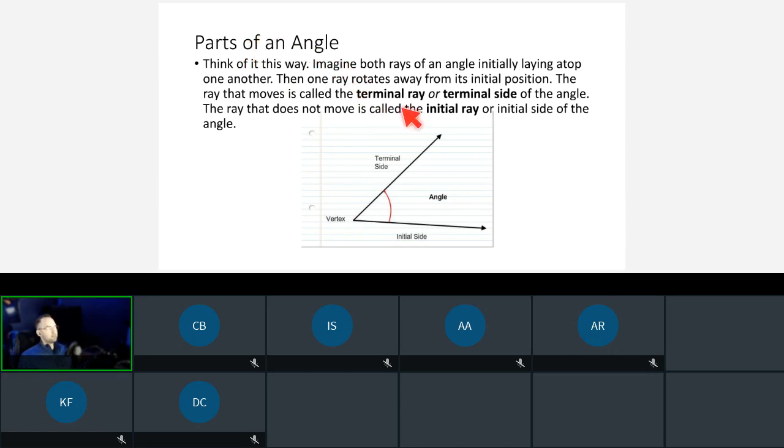All right, think of it this way. So our starting ray would be the initial side. The one ray that rotates away from the initial position, that is called the terminal ray or terminal side. So we start here, we rotate away, that is the terminal side, and it creates an angle between the two. Pretty basic.